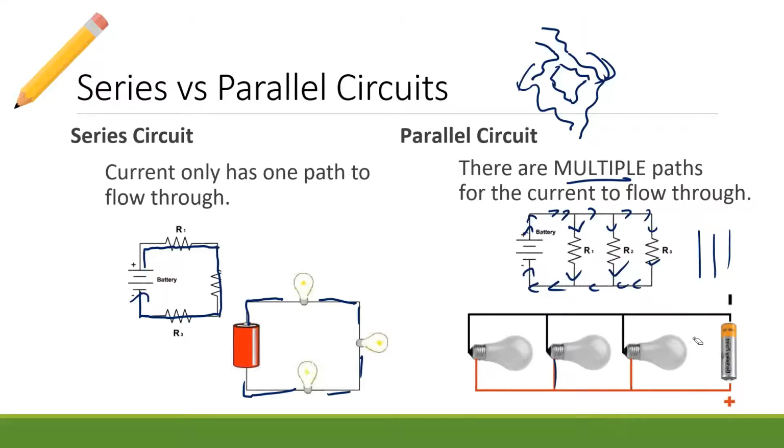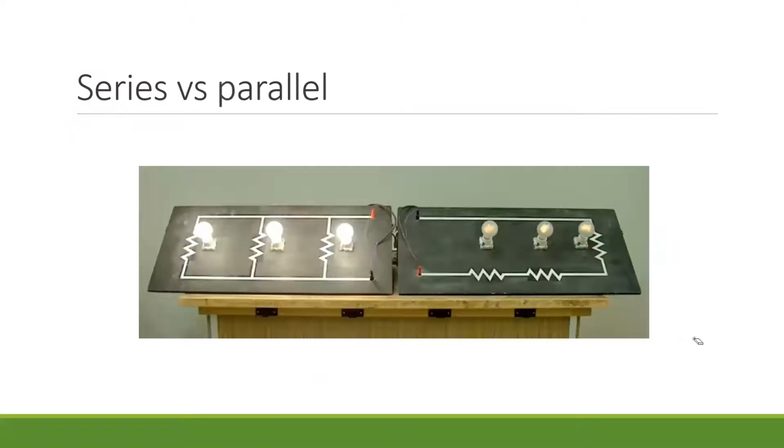Okay, so that's the basics. Now we're going to crank it up a notch because we're going to start to understand why a parallel circuit is sometimes better than a series circuit and why a series circuit is sometimes better than a parallel circuit. So this is going to get interesting. On the left, we have a parallel circuit. On the right, we have a series circuit.